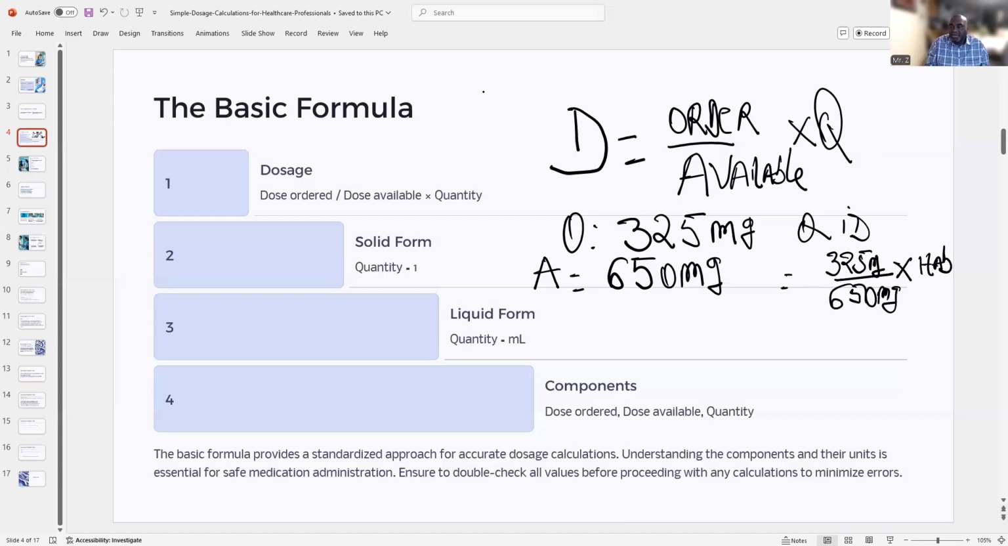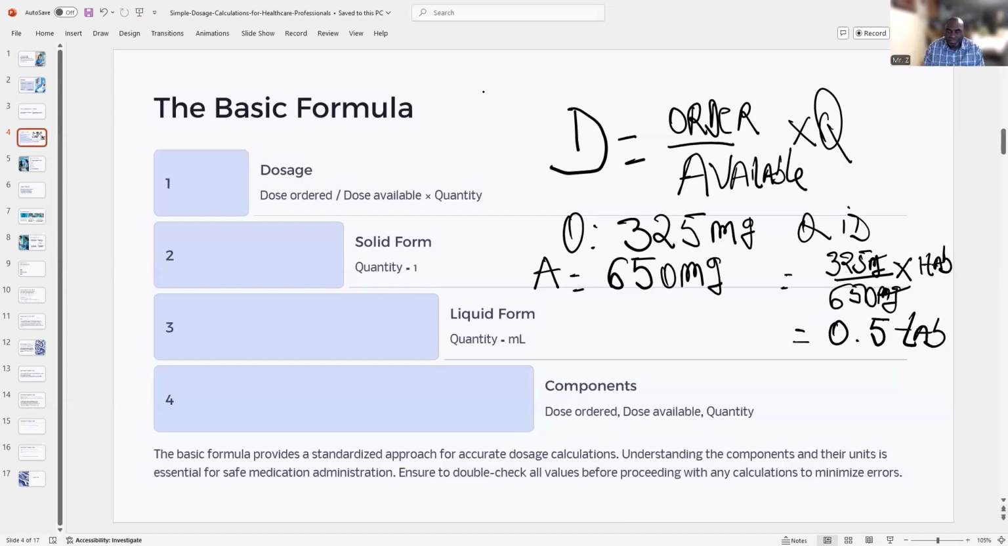So if you look at this right here, you're going to see milligram and milligram will cancel out. The only thing left, get your calculator, is 325 divided by 650. You will have 0.5 tablet. So in this example, it means you're going to give half a tablet. Do not express half a tablet as a fraction, 1 divided by 2. Express it as 0.5 tablet. All right. So it means you will give a half tablet.